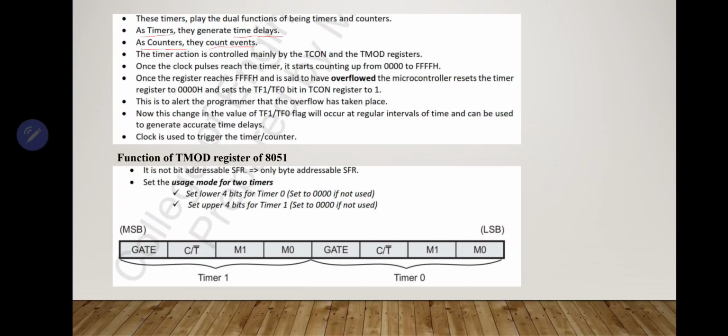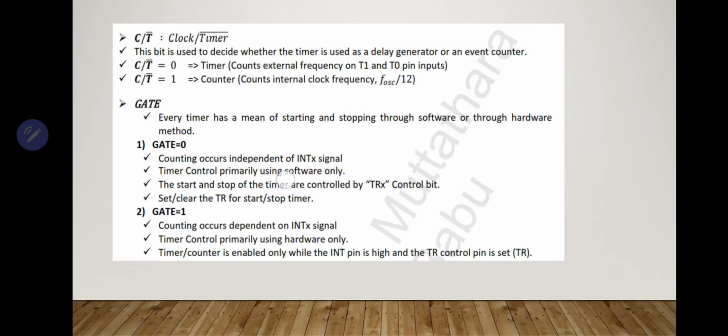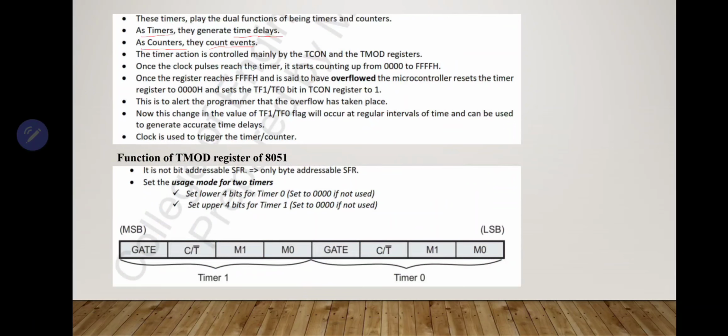Counting means that if there are, say, 10 processes, the counter will be given 10, and then it will decrement. So the counting process is done by the counter and the time delay is given by the timer. Now, the timer action is controlled by the TCON and TMOD registers. So there are two types of registers for timers, that is TCON and TMOD registers.